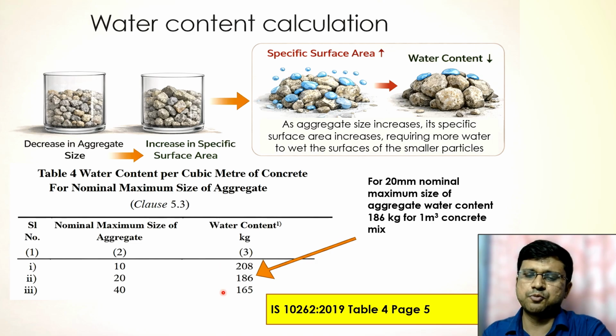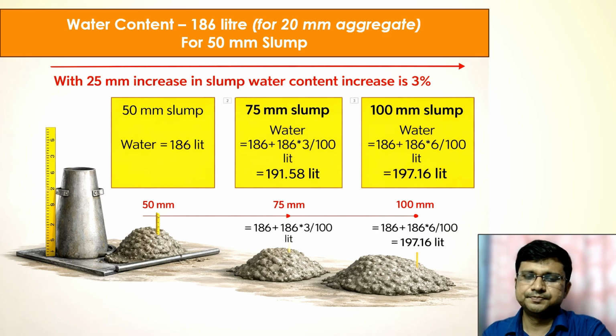And for our particular problem, the nominal maximum size of aggregate is 20 mm. So our water content will be 186 kg for 1 meter cube of concrete. Now, this particular water content value of 186 kg or liter, for water 1 kg equals 1 liter. So this particular value is valid when slump value is 50 mm.